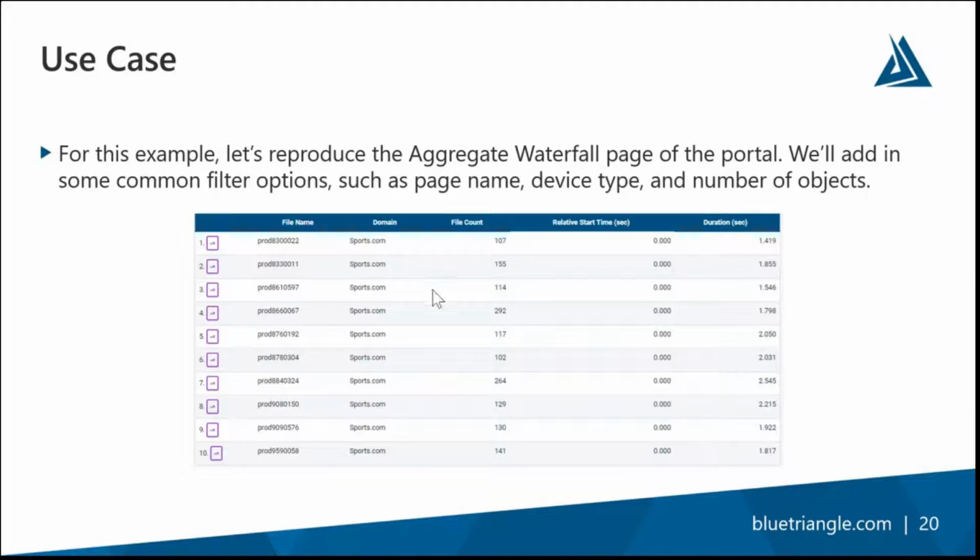So for this example, we're going to add a few filter options. So let's say we want to filter on the PDP page for mobile and desktop devices, and we're going to limit our results to the top 700 files on the page. And this is what you'll see. This picture here is what you'll see in the aggregate waterfall page. And basically what we have here are 5 columns that we'll be able to put into our basic request JSON, and we'll show you how to do that right now.